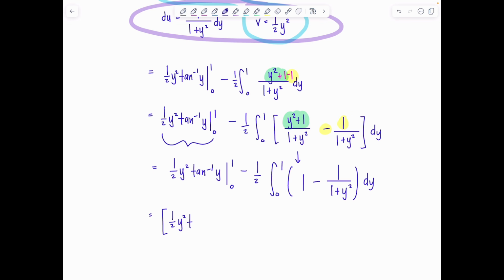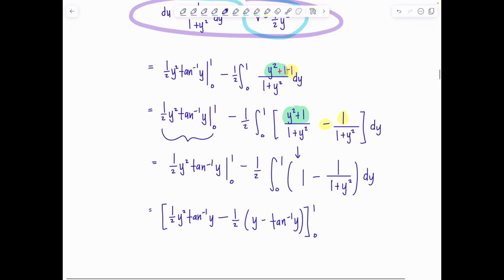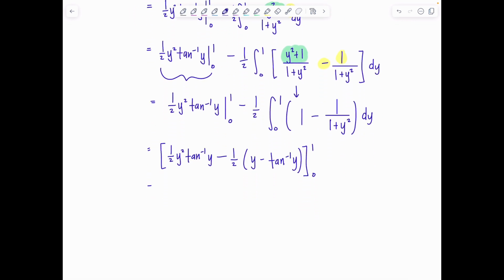1/2 y squared tan inverse of y minus 1/2 times. Antiderivative of 1 is y. Antiderivative of 1 over 1 plus y squared is tan inverse of y. So I'll put minus tan inverse of y, and this is all getting evaluated now from 0 to 1 all together, okay? Let's distribute that negative 1/2 through before we do this.